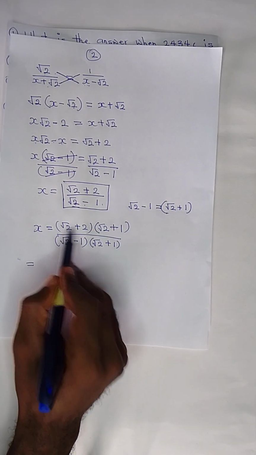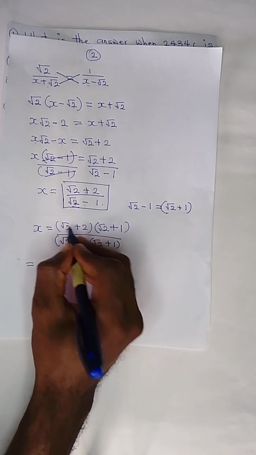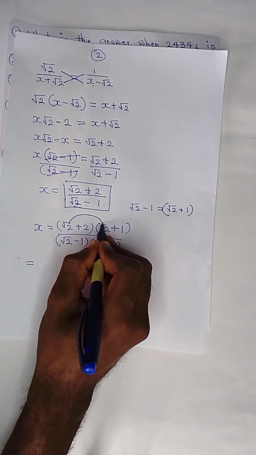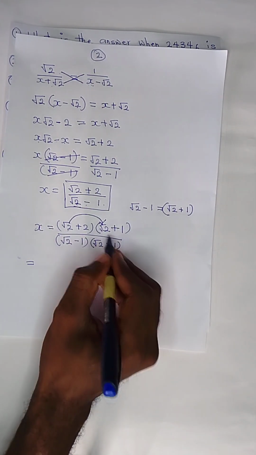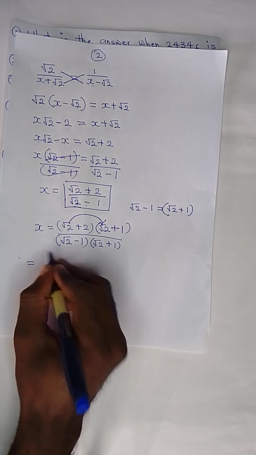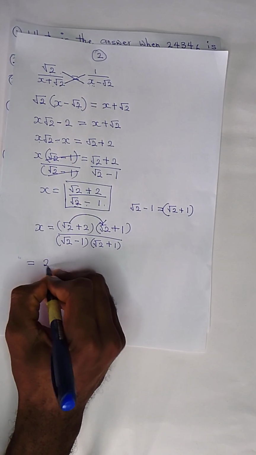I will use this root 2 and multiply by this root 2. Let me use an arrow to connect it. So root 2 times root 2. That's 2 times 2 is 4. Square root of 4 is 2. So root 2 times root 2 is 2.